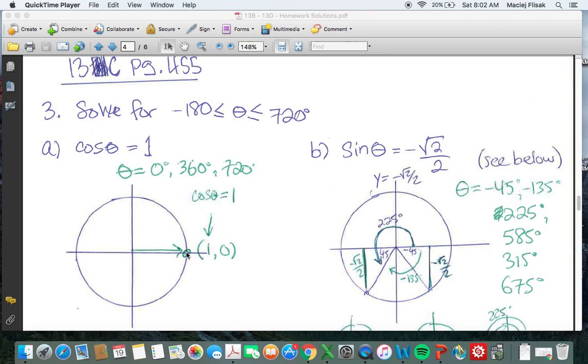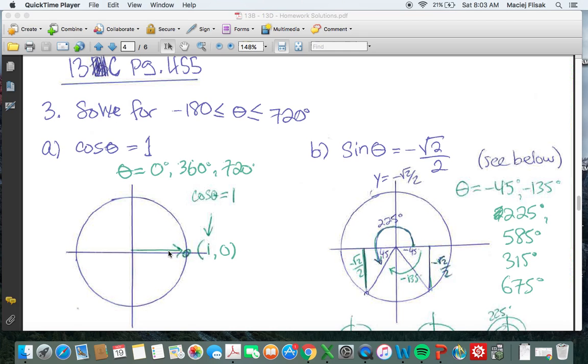How else can you get here? Well, you can go around the circle all the way and come back here. So let's try that all the way around the circle. You get right back to there again. So that's 360. And that's still within this constraint here. We can also go around twice. So once, twice, that's 360 and 360 makes 720. So 720 is an answer. It's also within this domain that it gave us here.